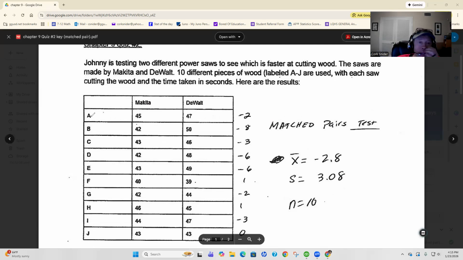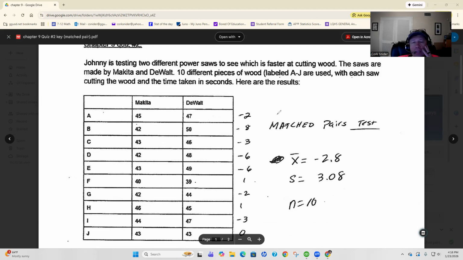The reason that you would want these saws to cut the same piece of wood to compare is because the woods have different density. So you can't just have separate pieces of wood or it wouldn't be fair. So this makes the most sense. So you pair them up. It doesn't really matter what the density of A, B, C, D, all these are. It doesn't make a difference. As long as they're both cutting them, you can do an accurate comparison. So Makita cut the first one in 45 seconds, and the other one in 47 seconds. Okay, so it's one of those things.